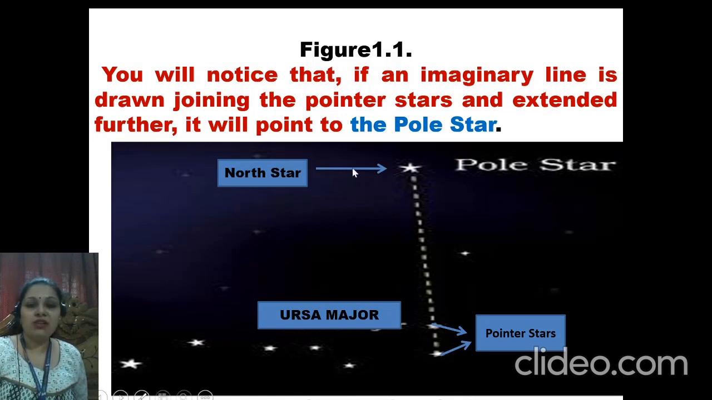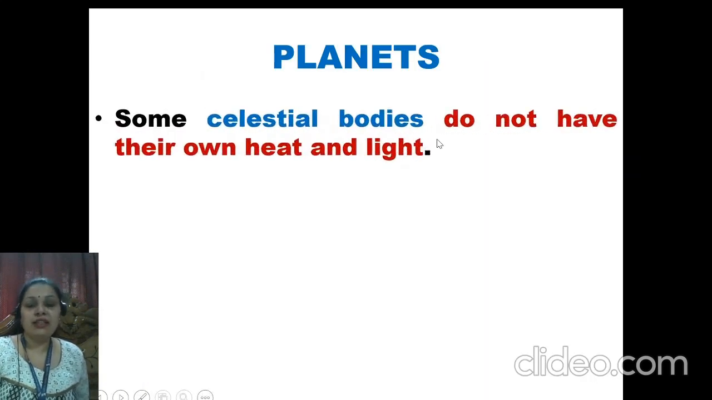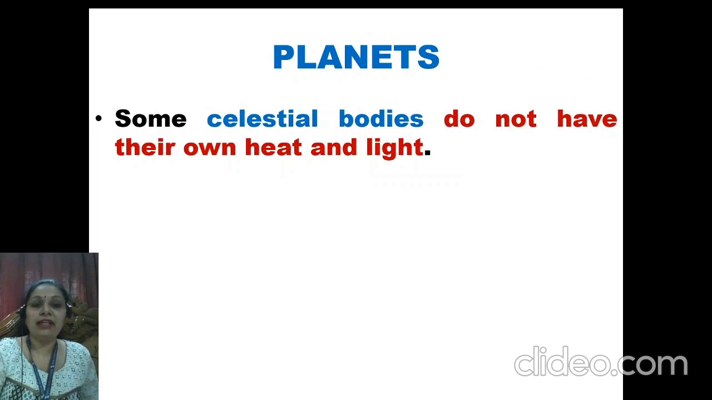This pole star is also known as the North Star, and it never changes its position. It is always towards the north and the pointer stars point to it. Like this, people in ancient times were able to determine the directions at night.